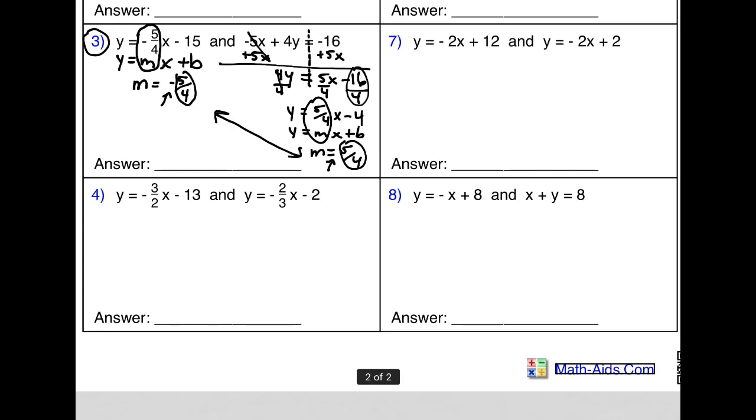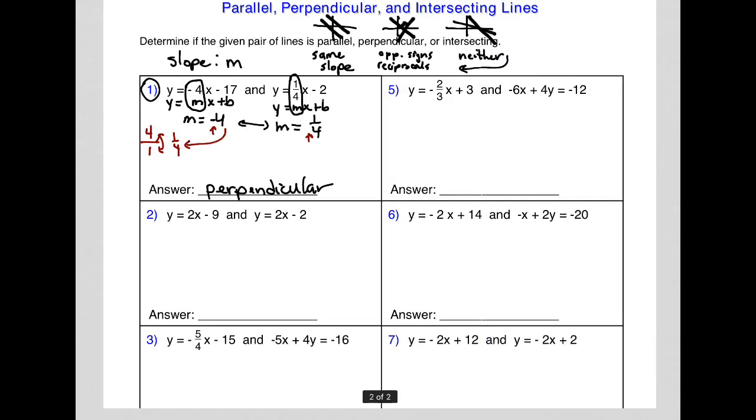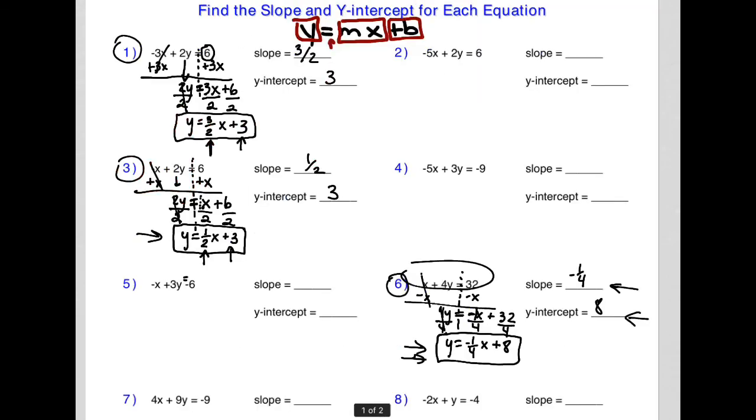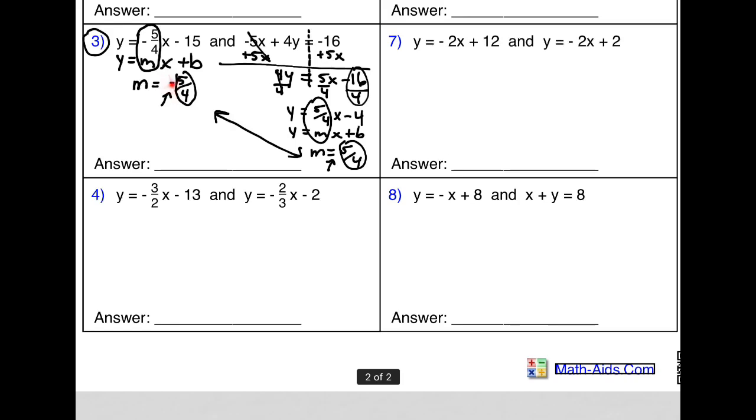So the next thing is perpendicular. Well, remember, perpendicular has to have opposite signs and reciprocals. So yeah, it has, oops, wrong way. It has opposite signs, one's a negative, one's a positive, but we don't have the reciprocals going on here. So this one, they've got neither thing going on. All right, they have neither situation, so therefore they're just intersecting lines. All right, so we just have intersecting lines there.